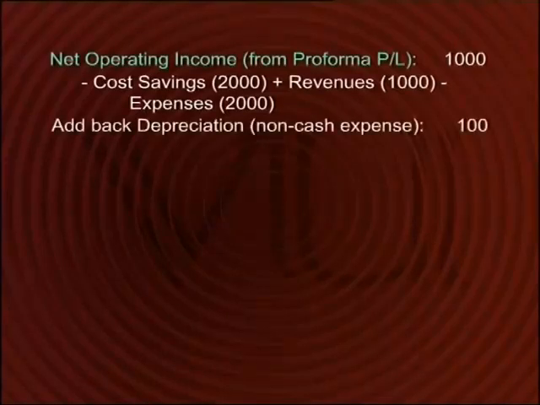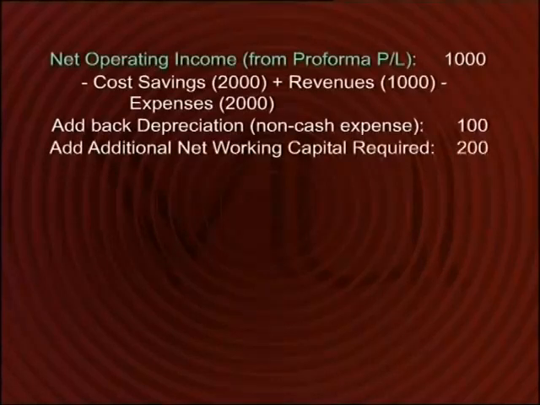The next thing that we need to consider in order to compute the net cash flows is the depreciation. And we need to add back this depreciation to the net operating income because it was a non-cash expense. So let's assume that the depreciation expense in the P&L was 100. So now we would need to add back this 100 to the net operating income.